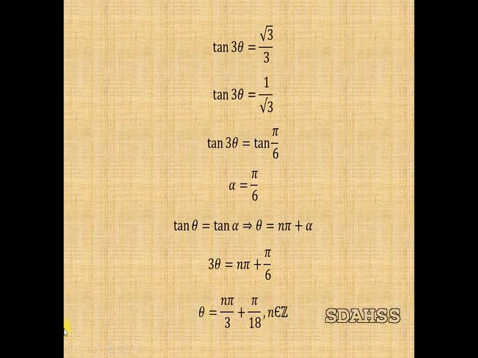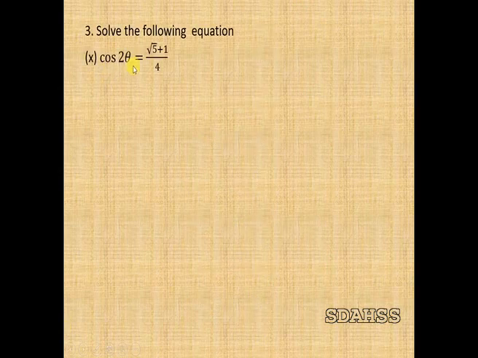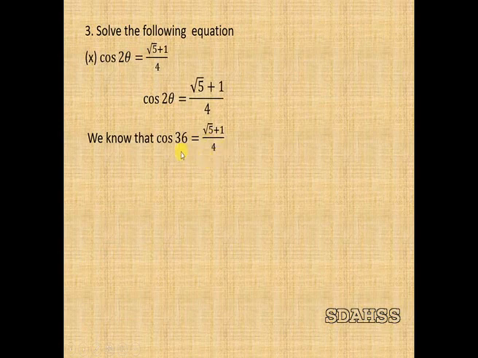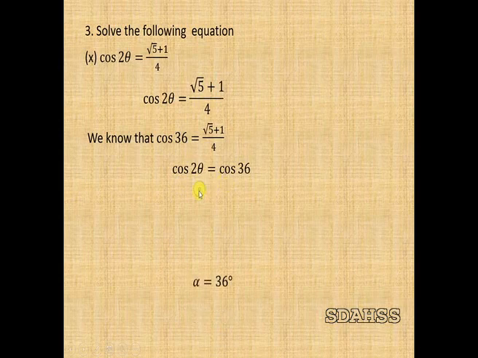10th sum. Cos 2 theta is equal to root 5 plus 1 by 4. We know that cos 36 is equal to root 5 plus 1 by 4. So in the place of root 5 plus 1 by 4, you have to substitute cos 36. So cos 2 theta is equal to cos 36.